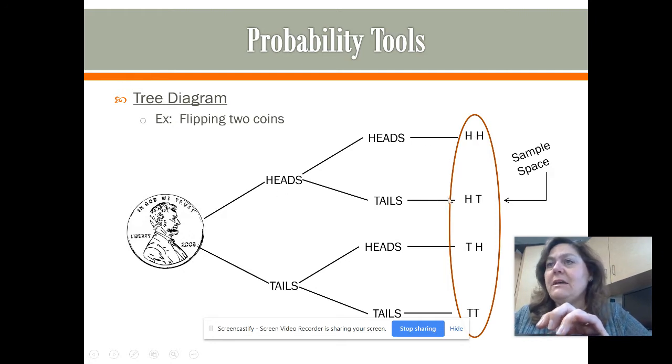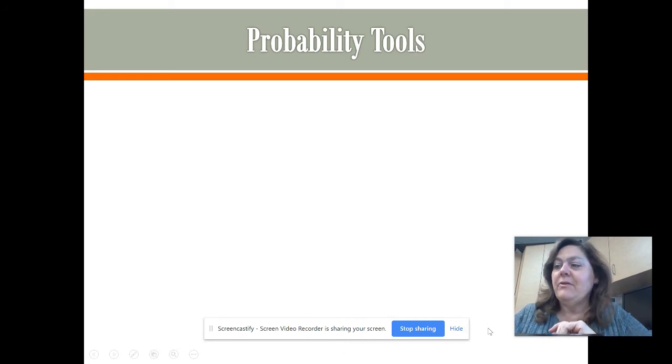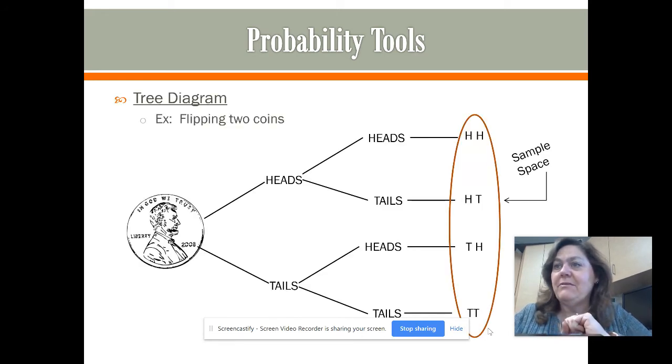So you have heads, heads, heads, tails, tails, heads, tails, tails. And then you can assign the probabilities to those, which we're going to work on. Oh, yeah. By the way, that was your sample space right there, right?